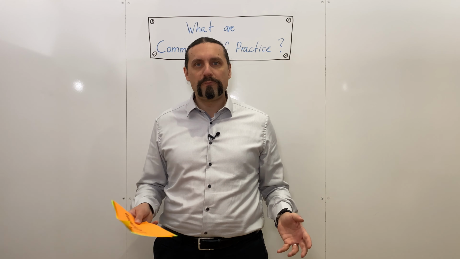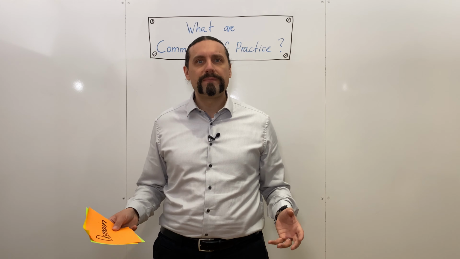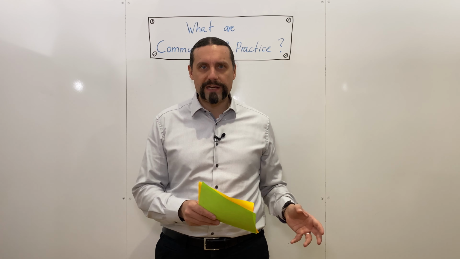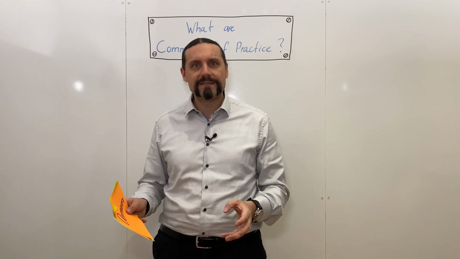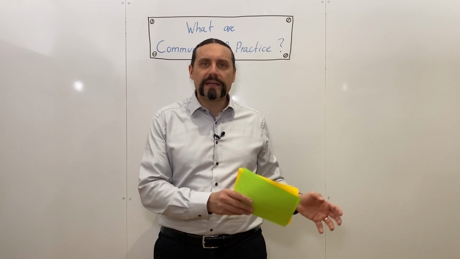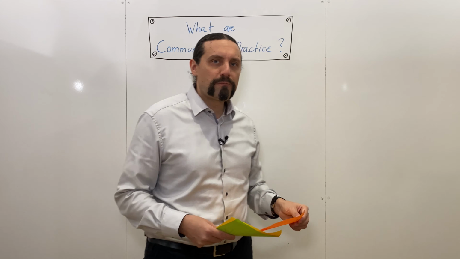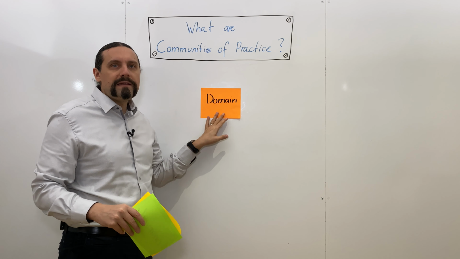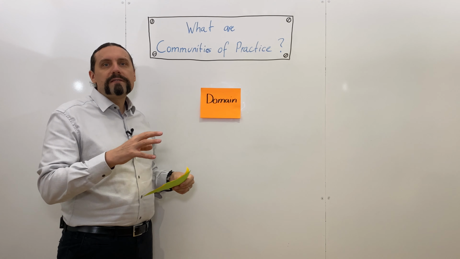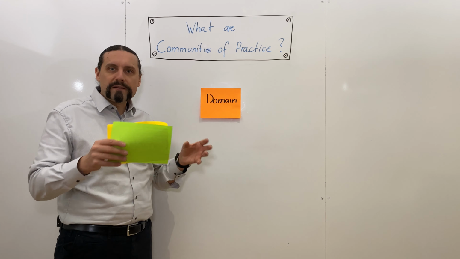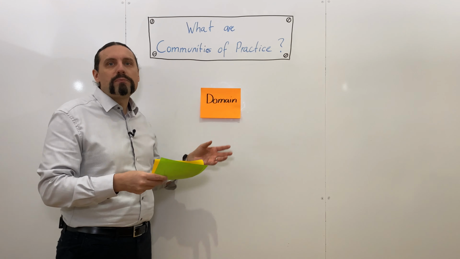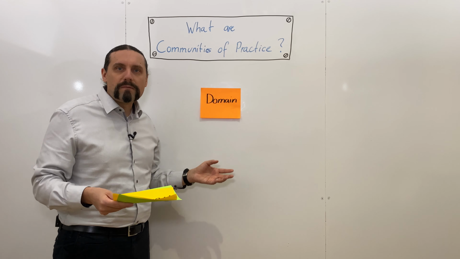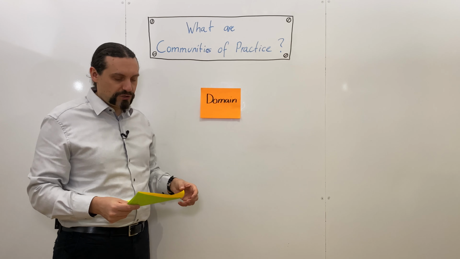A community of practice, also known as CoP, is a group of people who share the same interest in a topic, be that on a technical side or on a business side. A community of practice always has a domain. The domain is where they want to share their knowledge. It is, for example, DevOps, Scrum, or a programming language.